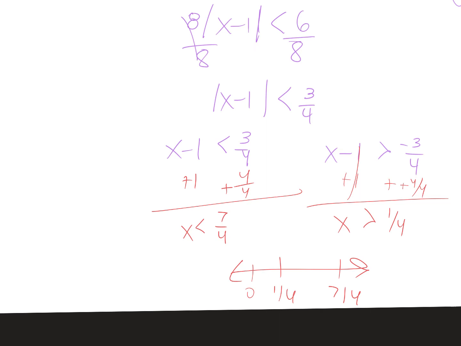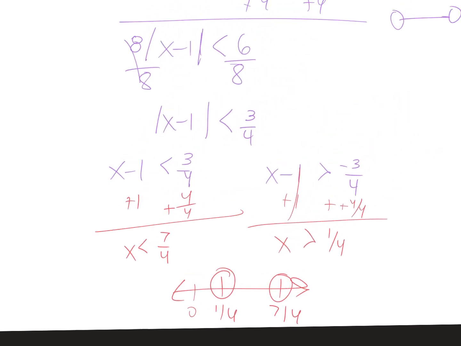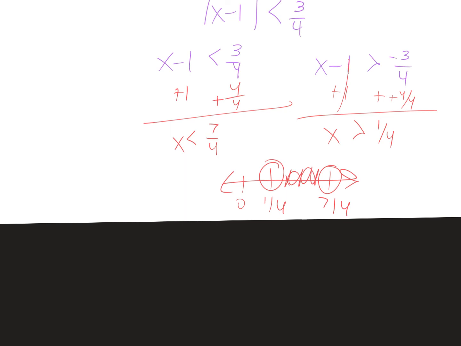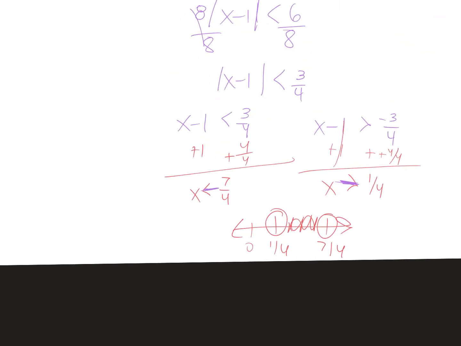What kind of dots do I have at 1/4 and 7/4? Open. And where did you originally say we should color? In the middle, okay? So let's check. From 7/4, which way should I have shaded? To the left. Is that what we did? Yes. From 1/4, which way should we have shaded? To the right. Is that what we did? Yes. Another way that you can check is to plug in 0. If I plug in 0, should it work? No. I didn't color there.